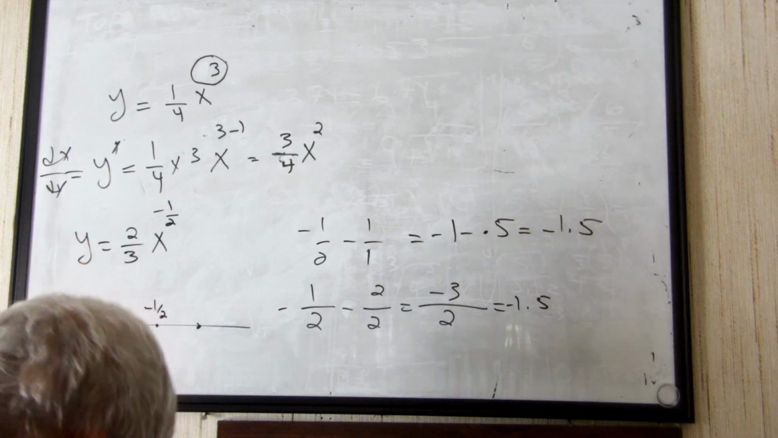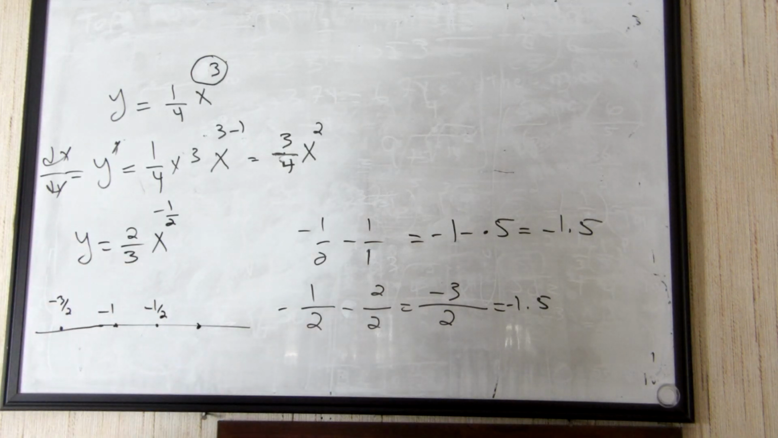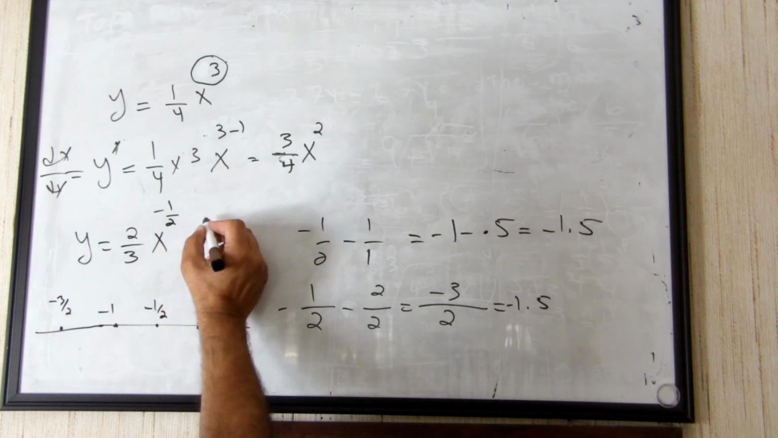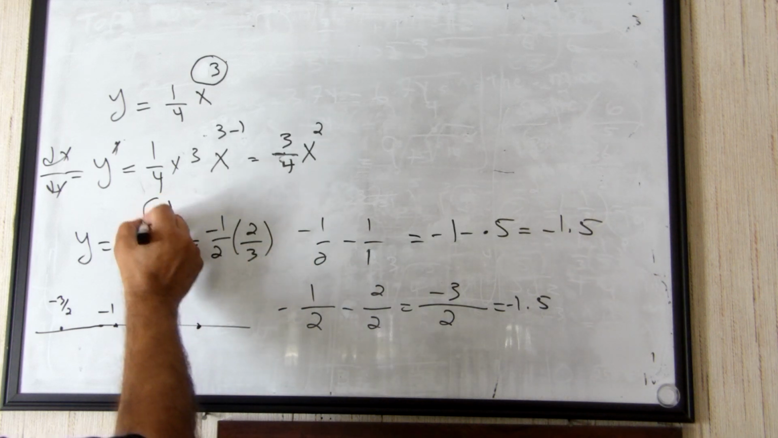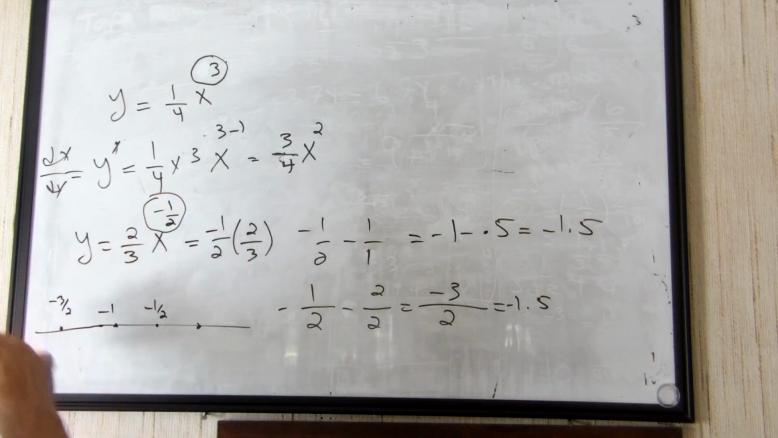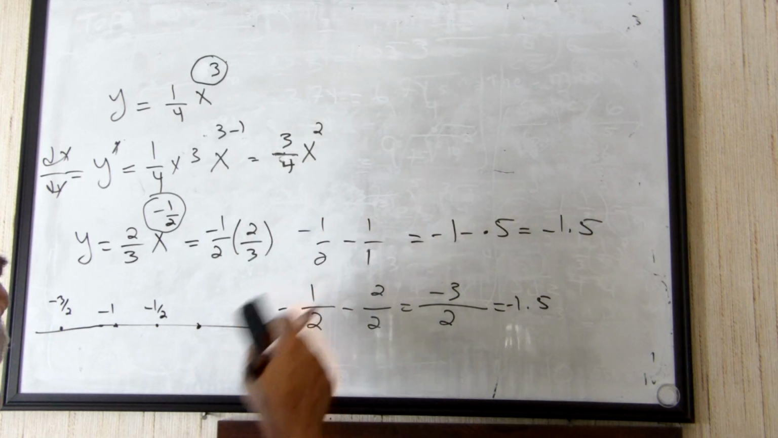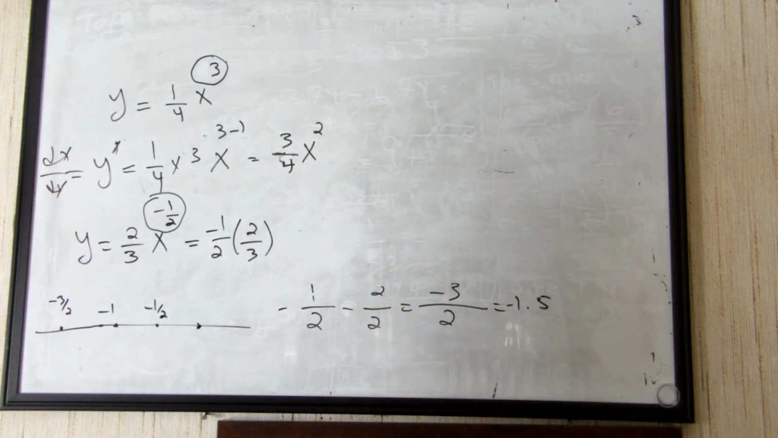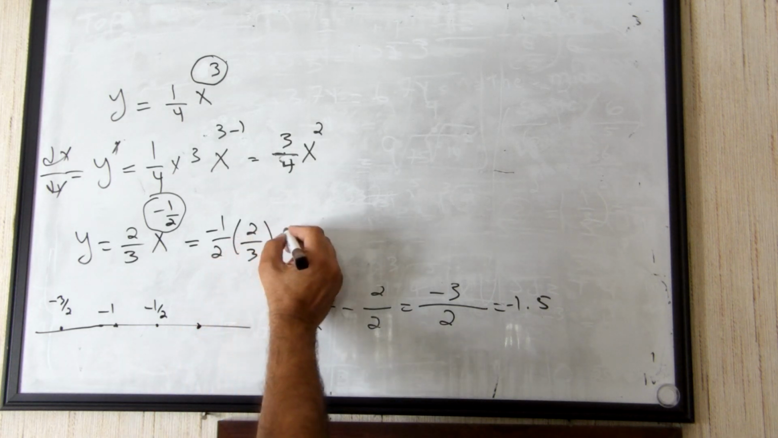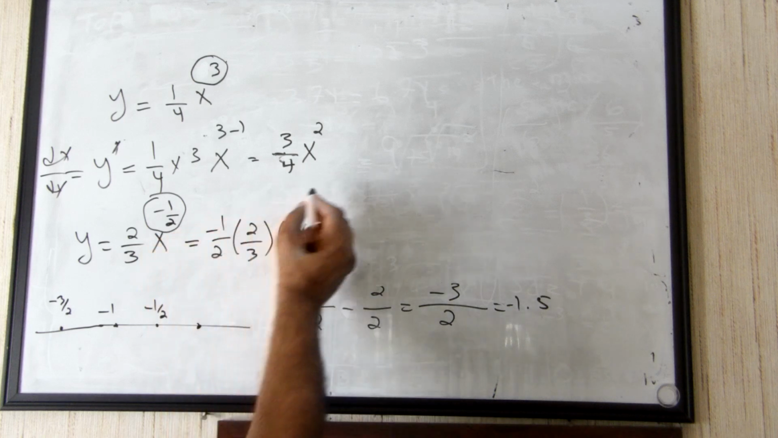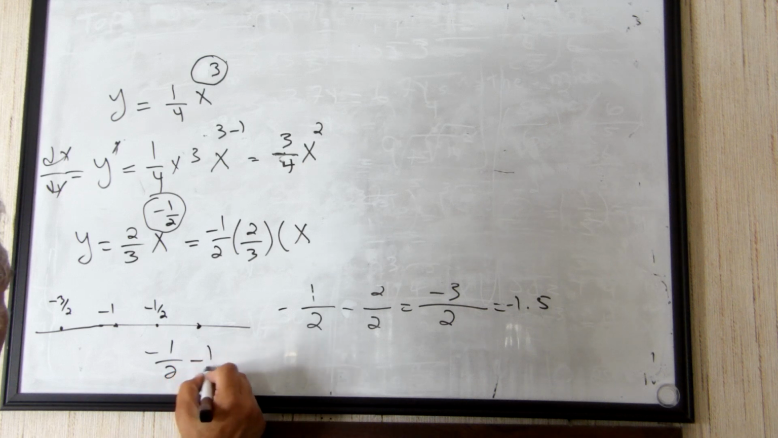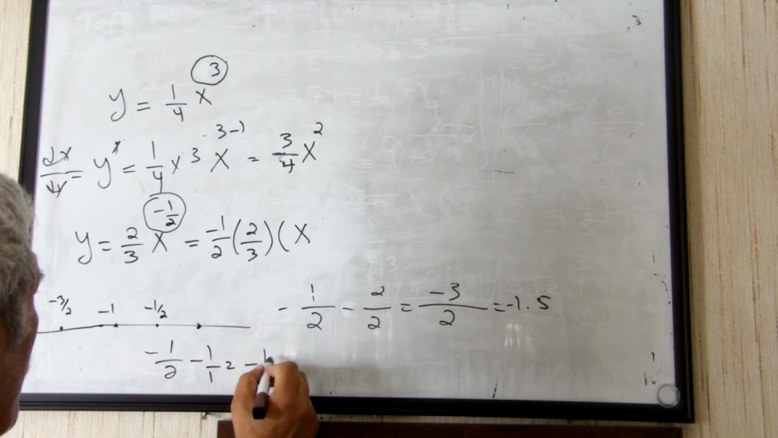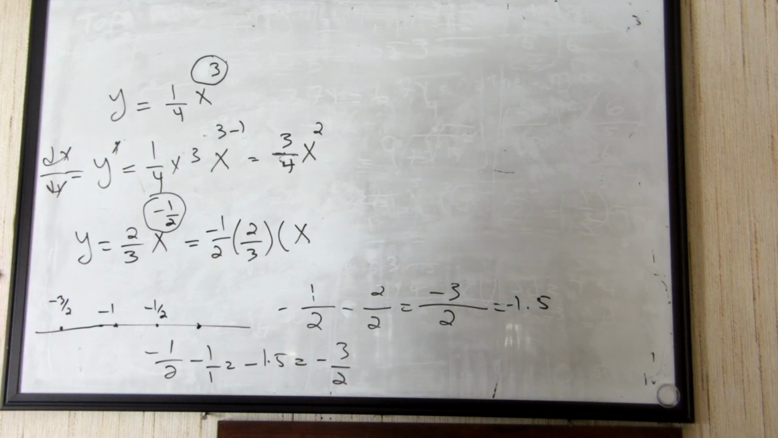So, okay, let's finish this one. What is going to happen is going to be minus 1 over 2 times 2 over 3. Because this whole thing is going to be multiplied by the coefficient. It's going to come up front in multiplication, times x to the minus 1 over 2 minus 1, which is minus 1.5, which is minus 3 over 2. Okay? You got it?